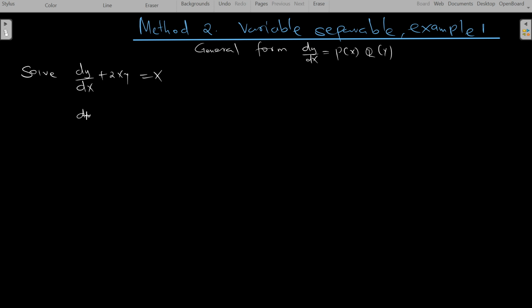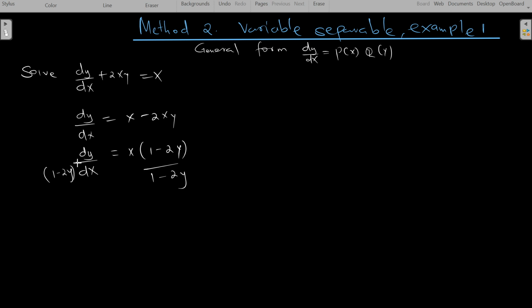Now we are saying dy/dx should equal x minus 2xy. From that point we pull out x, so I'm saying x times (1 minus 2y). Now from that point, dy/dx, so let's separate the y's together. So we're saying 1 minus 2y. Divide this by 1 minus 2y.